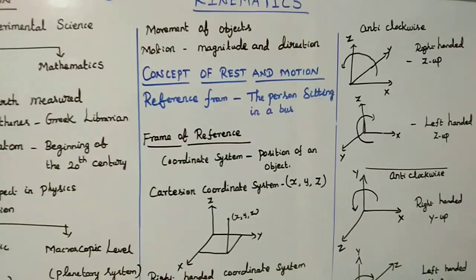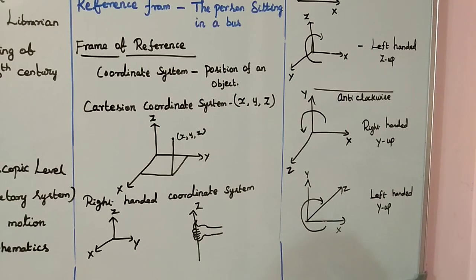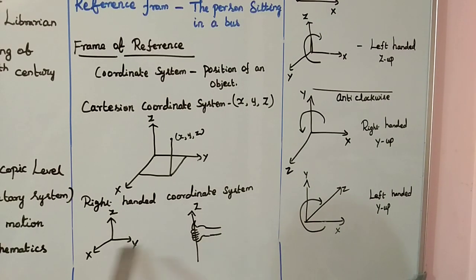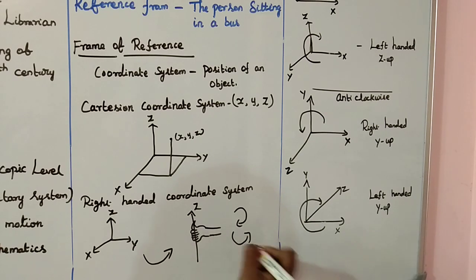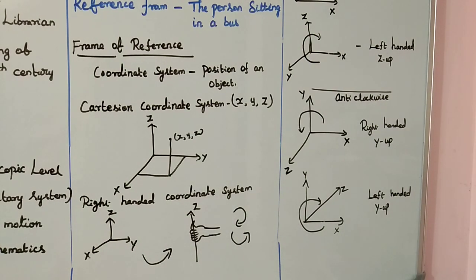Now we see the right-handed coordinate system. Right-handed means moving towards the right. The systematic arrangement is x, then y, then z. So we move from x to y. Moving towards the right is not clockwise; it is anti-clockwise. How is clockwise measured? This is clockwise, so this is anti-clockwise. Anti-clockwise is always the right-handed coordinate system.